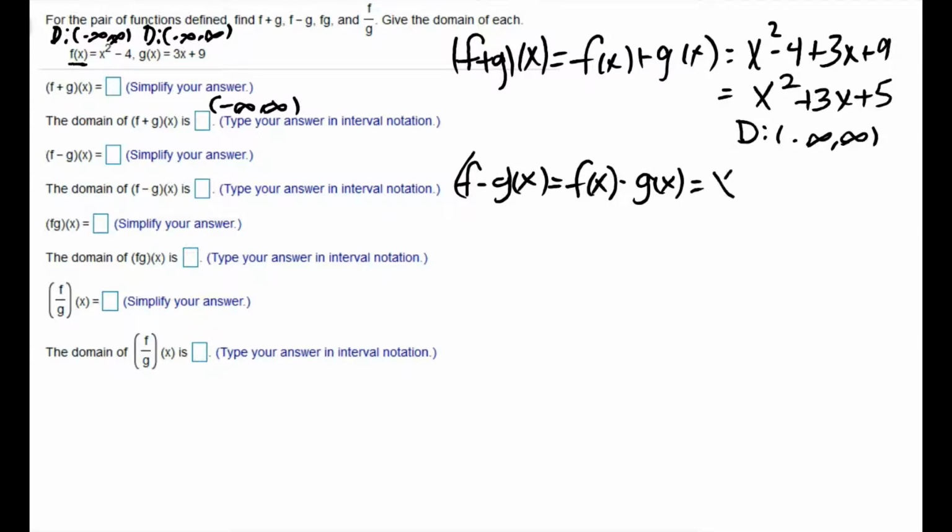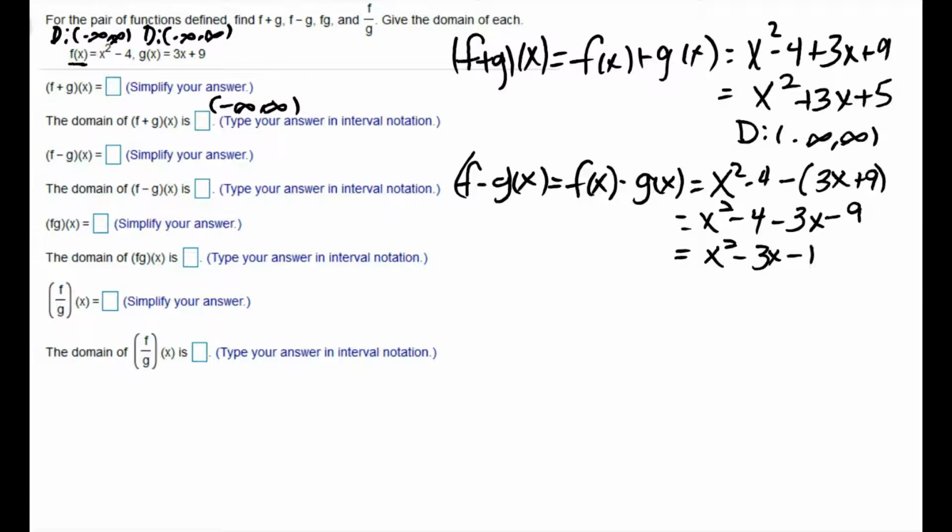F of x is x squared minus 4. And I want to subtract g of x. Notice I'm putting parentheses around g of x to make sure I'm subtracting the whole function. And when I simplify this, I need to distribute that negative sign. Make it minus 3x minus 9, and then combine like terms. That would give me x squared minus 3x minus 13. So that is f minus g.